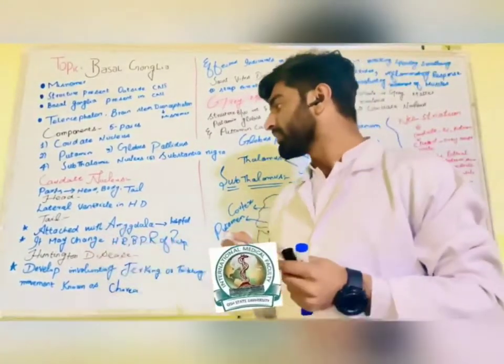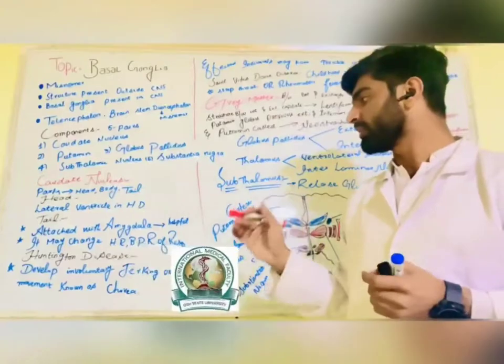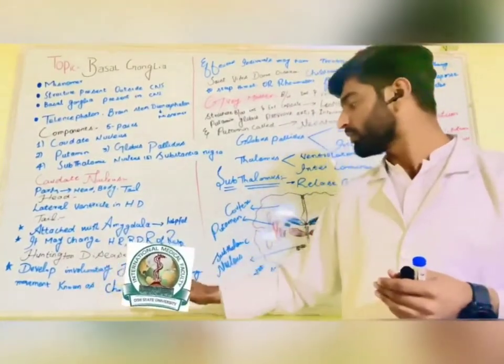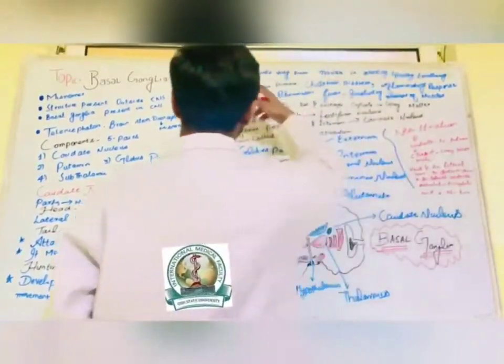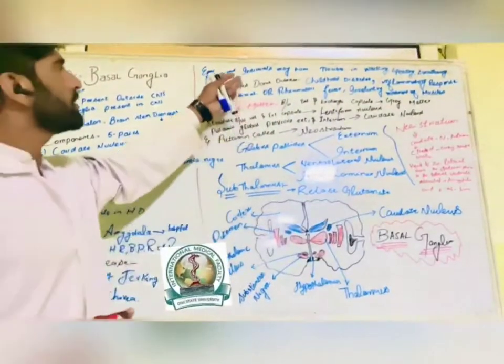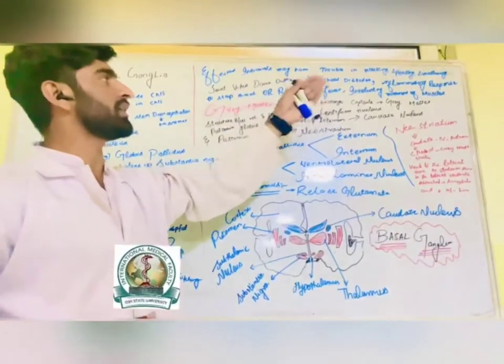Then we have Huntington disease. Many people who develop Huntington disease develop involuntary jerking, twitching movements known as chorea. Affected individuals may have trouble in walking, speaking, and swallowing.